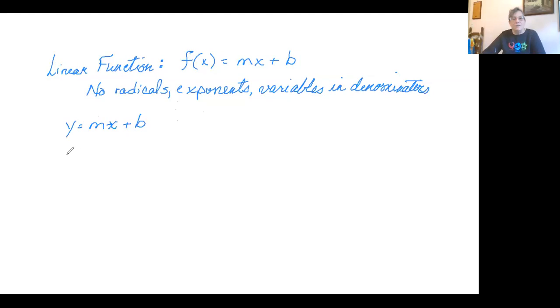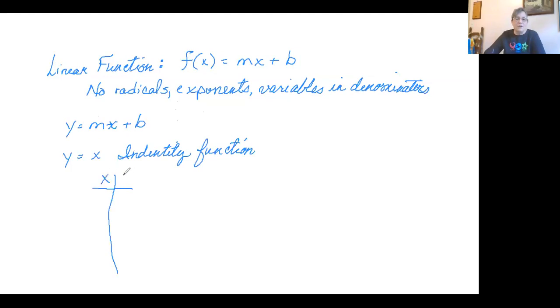So if we had something, for instance, like, say, just y equals x, and this is actually called the identity function, where y and x are the same thing. This has points like 0, 0, 1, 1, 2, 2, negative 1, negative 1, negative 2, negative 2.